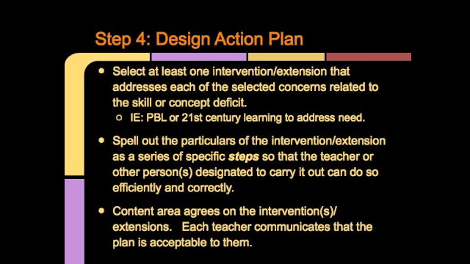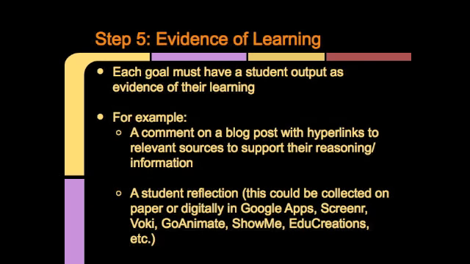Step 5, you look for the evidence of learning. Each goal must have a student output as evidence of their learning. For example, a comment on a blog post with hyperlinks to relevant sources to support their reasoning and information would verify that they do know how to support their thoughts, because they support it with evidence from the internet to defend their thinking with a valid source. That's just one example.